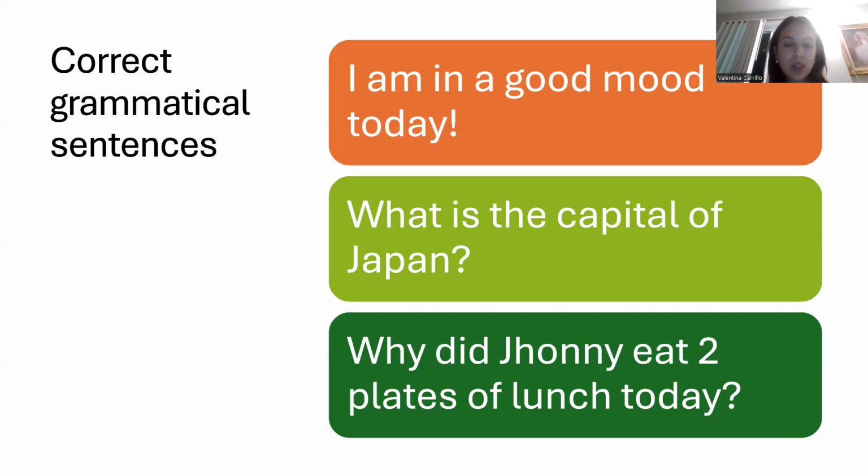Okay? So the third sentence says, why did Johnny eat 2 plates of lunch today? So here we are using a question mark as well, because we are asking another question. We are asking, why did Johnny eat 2 plates of lunch? Well, maybe because he was too hungry. So here, we're formulating a question, and that is why we are using a question mark. Everyone good? Okay.